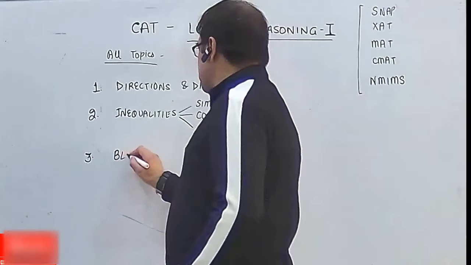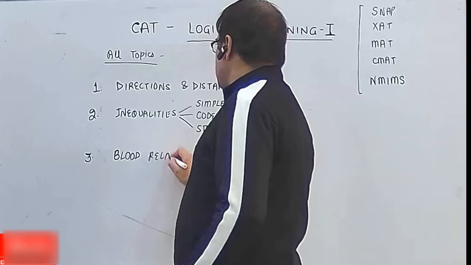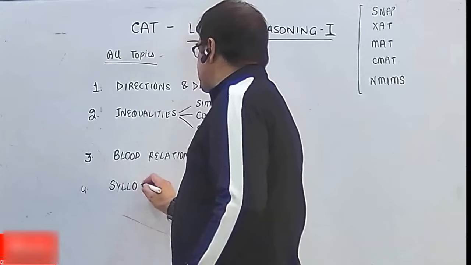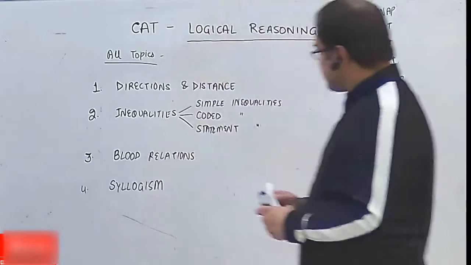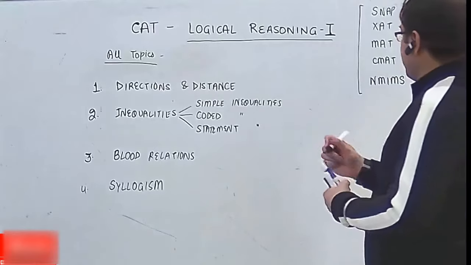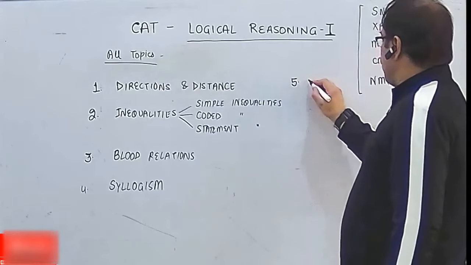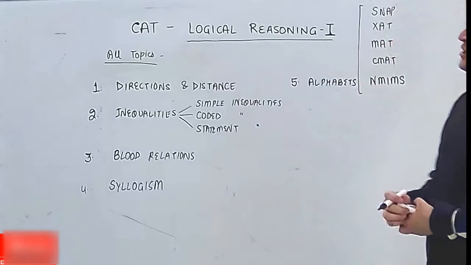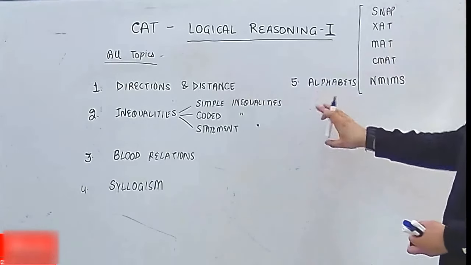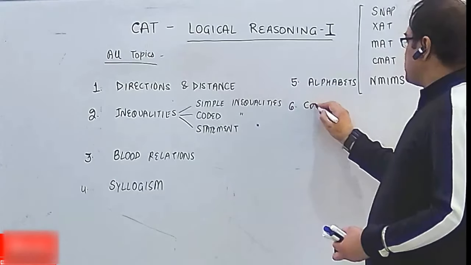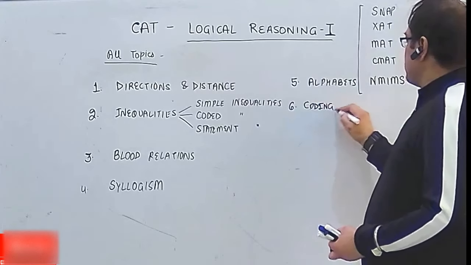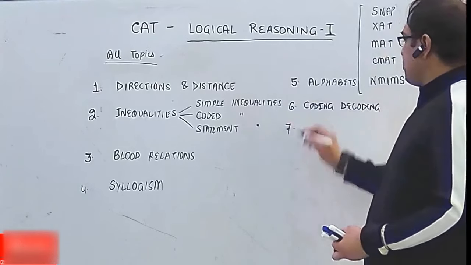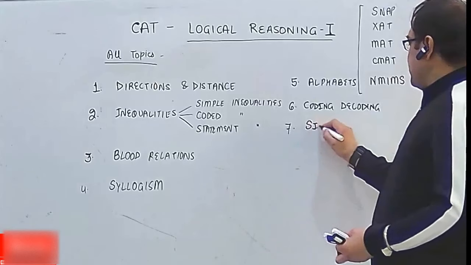Okay. So the third topic we'll be moving further to will be blood relations. So this is one of the important topics. Fourth topic that we'll be covering is syllogisms. Okay, these are four topics. Fifth topic I'll write down here. Fifth topic will be alphabets. Sometimes we can directly get questions from alphabets and their codes. So sixth topic is codes, that is coding and decoding. Decoding is the sixth topic.